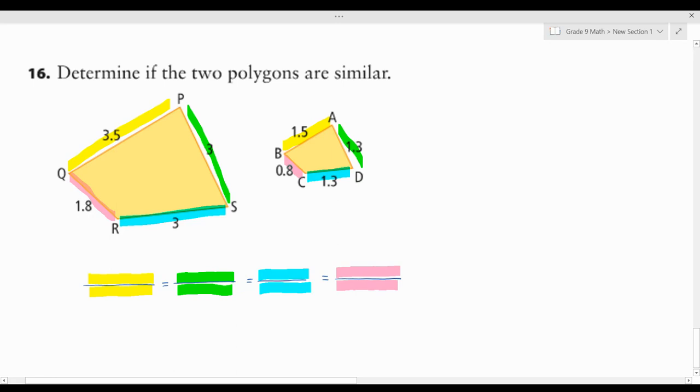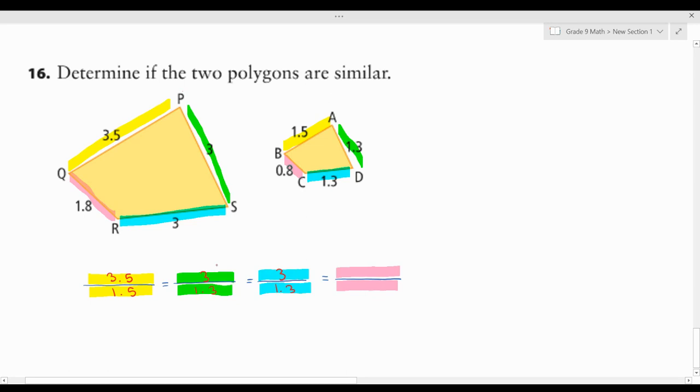And again, the way the diagram is laid out, you are to assume that P would correspond to A, S would correspond to D, etc. I've already highlighted the sides that are corresponding to each other. So this 3.5 would correspond to this 1.5. That's what I'm going to check. If I go 3.5 and see how it's connected to 1.5, that's my yellow sides, is it the same value for the green, which is 3, compared to 1.3? And is that also the same as the blue, so 3 compared to 1.3?